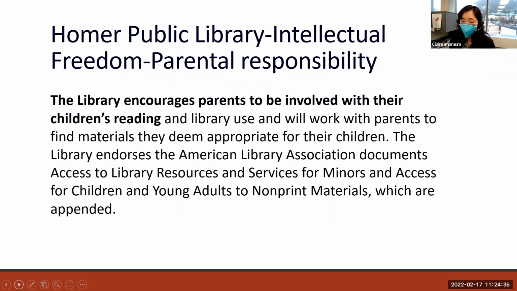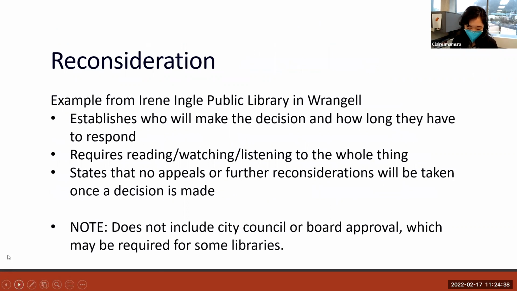So specifically with challenges, that's one of the things that we are looking for in your updated policies. We want to help you be prepared for a challenge. Hopefully you won't have that at your library, but if you do some planning in advance and think through how you're going to handle that and make others aware of the procedure for handling a challenge, it will make the process a lot easier.